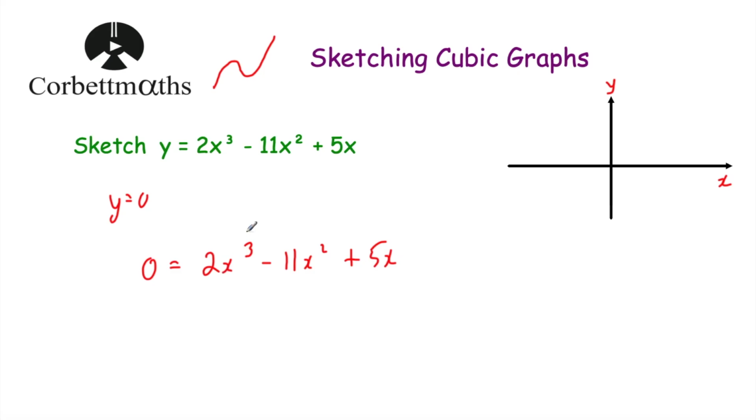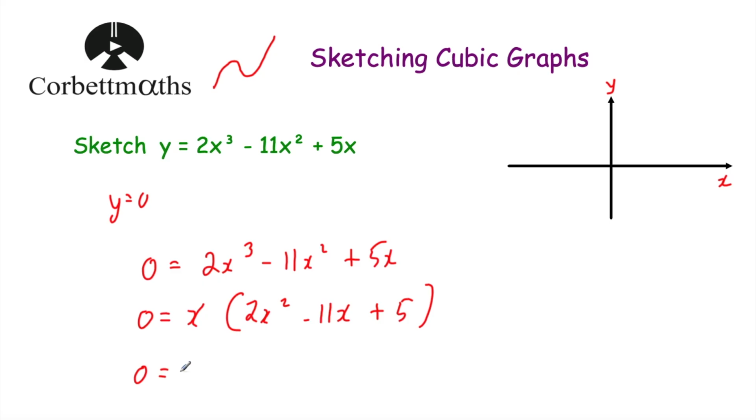Okay, now let's solve this. So let's factorize the right-hand side. So we've got 0 equals. We're going to use basic factorization to begin with. So let's take the x out, and then that'll leave us with a quadratic. So if we take an x out, divide all the terms by x, we'd get 2x squared minus 11x plus 5. Close brackets. Now we're left with a quadratic here. We can factorize that, hopefully.